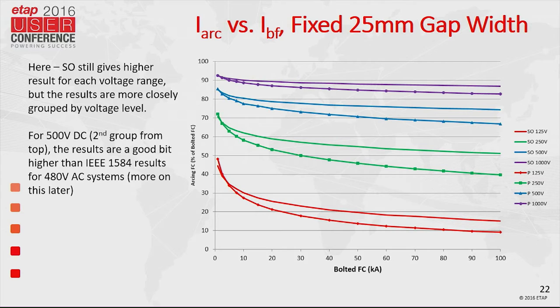The other thing that was interesting, and we'll look at this more fully in another graph, is the blue one, that's 500 volt systems. But 500 volt DC, I thought, is probably roughly equal to a 400 volt RMS AC system. We can do 400 volt RMS AC calculations with a 25 millimeter bus gap. That's kind of the standard setup, or one of the default options in IEEE 1584. How do those results compare? I'll show you in just a couple of graphs.